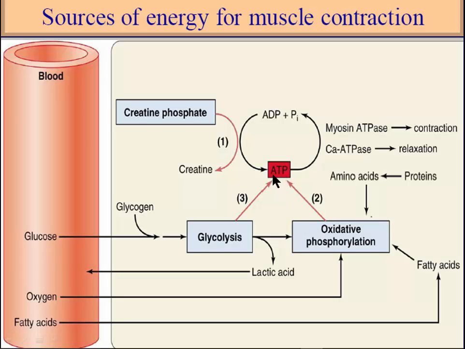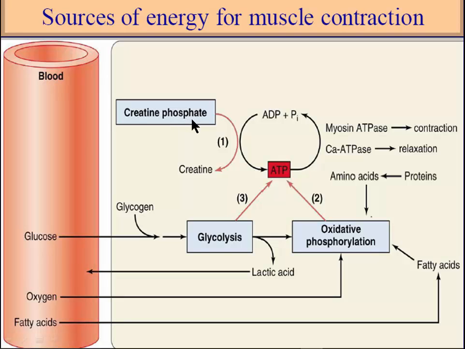ATP will be split into ADP and phosphate. In order to regenerate ATP, we have to rephosphorylate ADP. And there are 3 mechanisms by which ATP can be regenerated. First is the creatine phosphate. Creatine phosphate is a creatine molecule that's bound to phosphate. There is a high energy bond between creatine and phosphate.